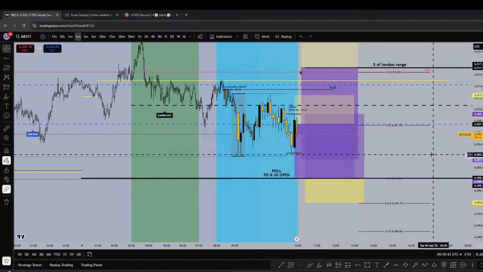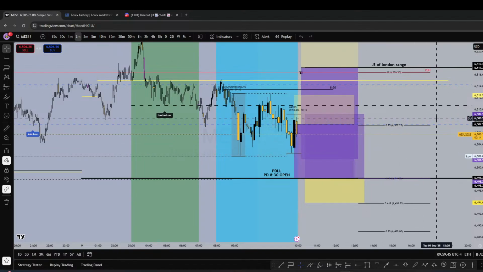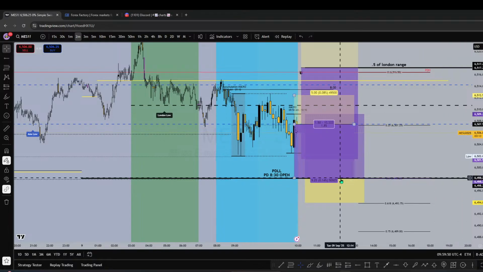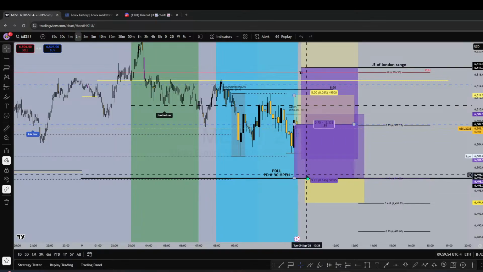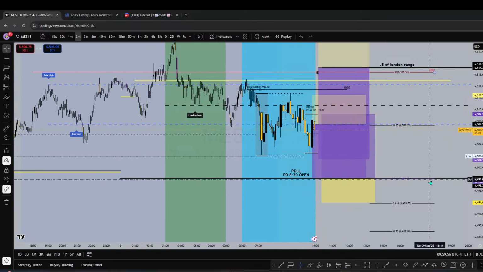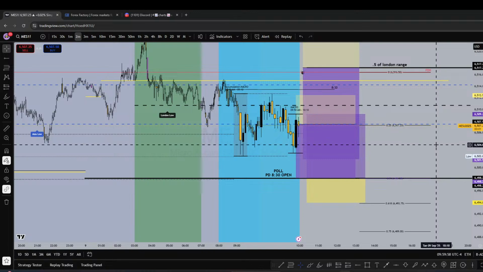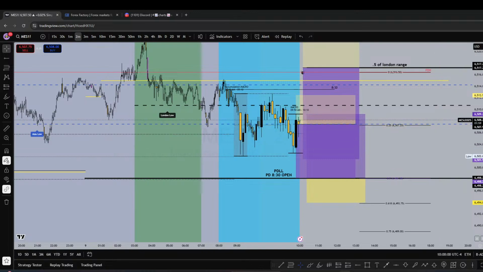And then look for a sell. Now we are reacting off of that Asian low, but again, that is not my preferable A plus setup. It could be your A plus setup, but it's not my preferred. I prefer something with 830, midnight open, even London low, London high.